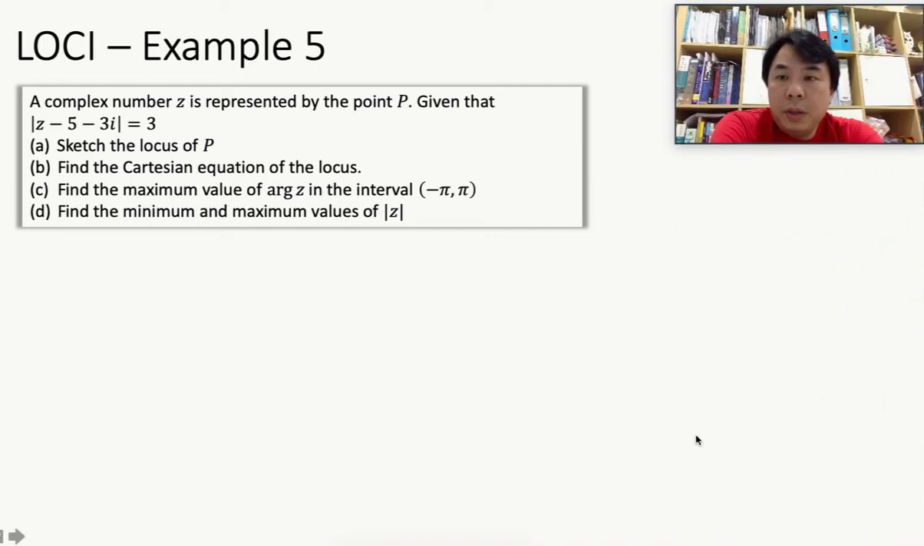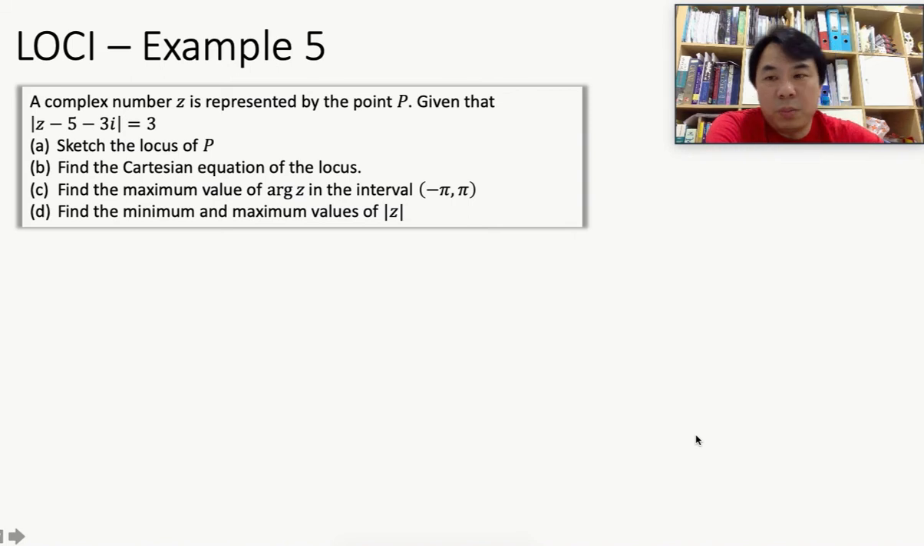Example 5. Here we have a complex number z represented by the point P. Okay, by the point P. Given that it satisfies these complex equations, we know straight away that this is a circle equation centered at 5, 3 with a radius of 3 units. So the first question is to sketch this locus.